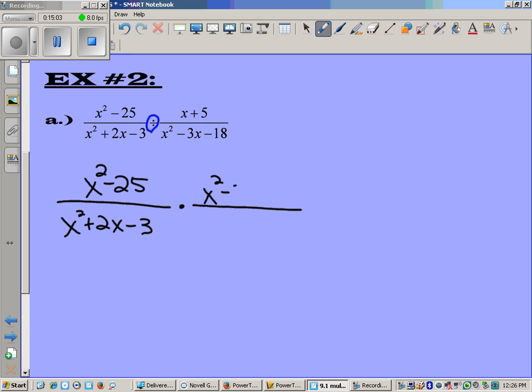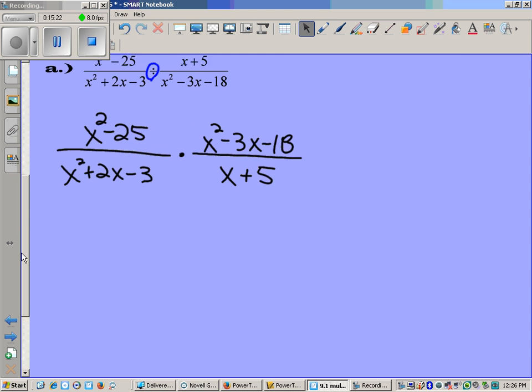So everything on bottom comes to the top. Everything on top comes to the bottom. Now I have a multiplication problem, just like the last few examples. And what do I do now? Now I'm going to factor.